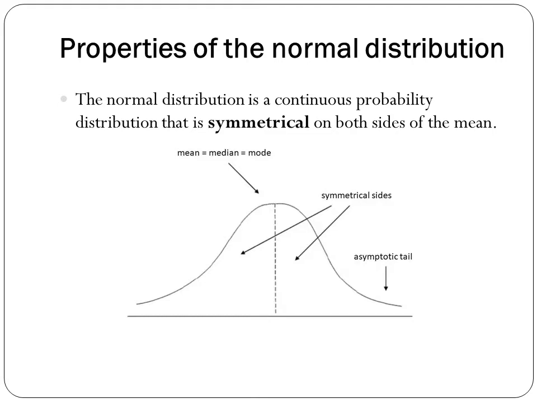So what is a normal distribution? To be able to understand this particular topic, we need to identify the different properties of the normal distribution. The normal distribution is a continuous probability distribution that is symmetrical on both sides of the mean. So when we say symmetrical on both sides of the mean, it means that the right side of the center is a mirror image of the left side. So the broken line that you can see on your screens is the mean. That divides the overall picture into two equal parts.